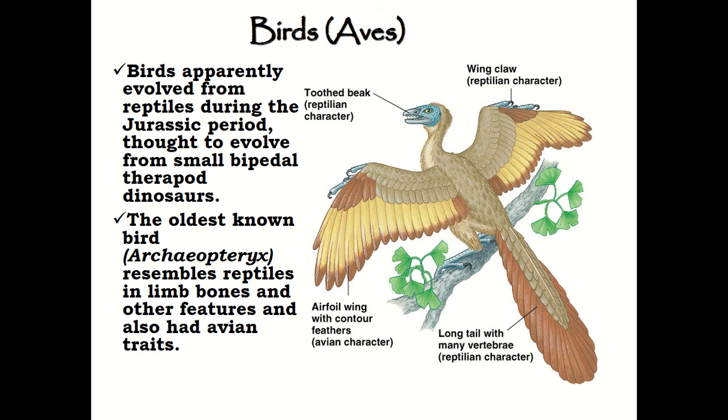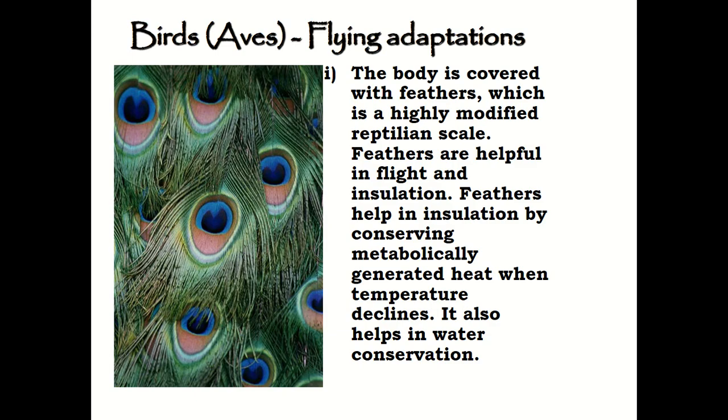So the oldest known bird is the Archaeopteryx. This Archaeopteryx resembles reptiles because of the limb bones they have here, and they also have avian traits, in which they possess a long tail and also feathers. So there are eight flying adaptations in birds.